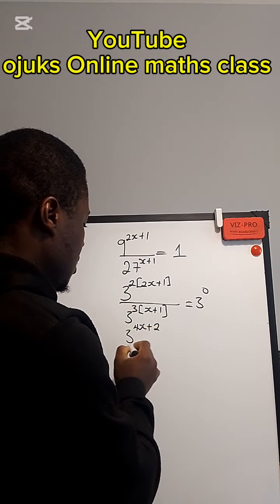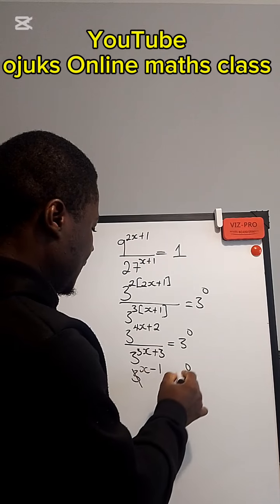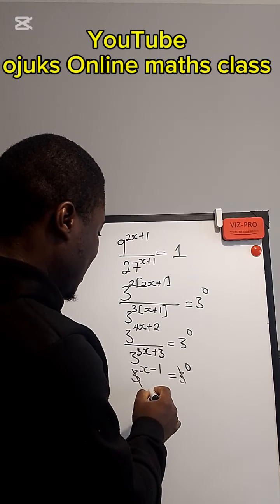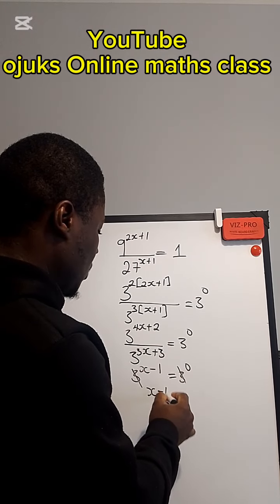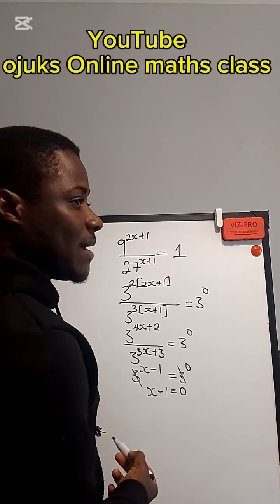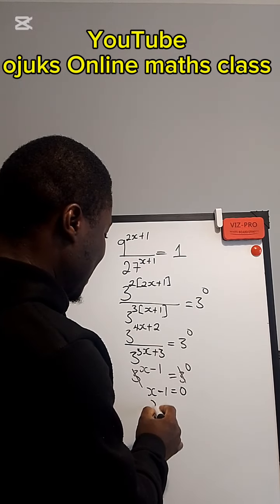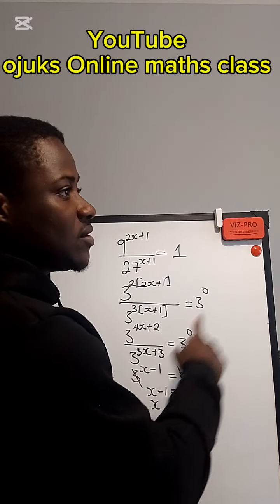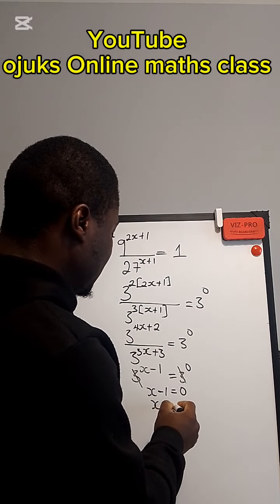Of course, they are the same base. We can do away with their bases and equate powers to have that x minus 1 is equal to 0. And if x minus 1 is equal to 0, that definitely means that x, taking this negative 1 to the other side of the equation, becomes positive 1.